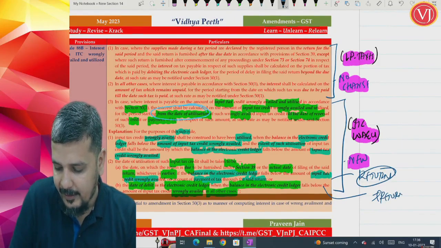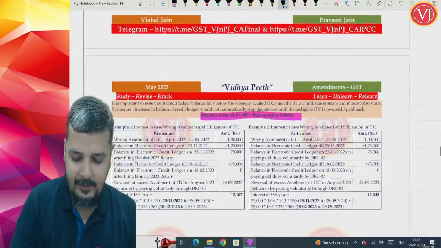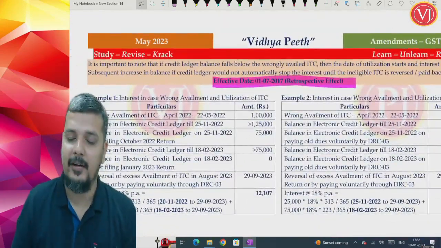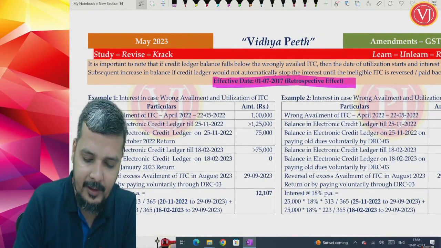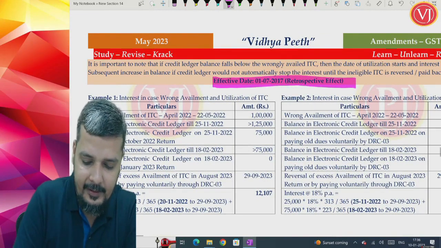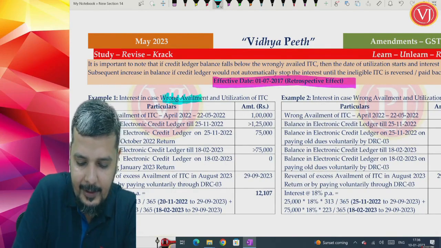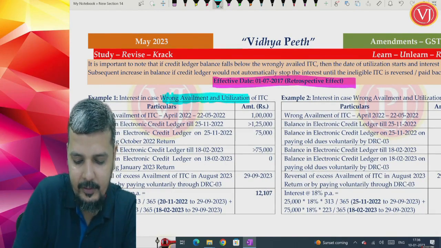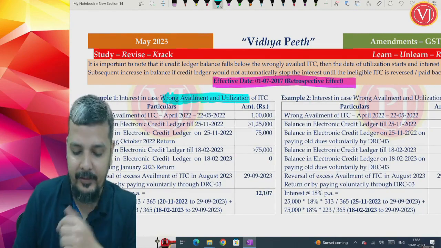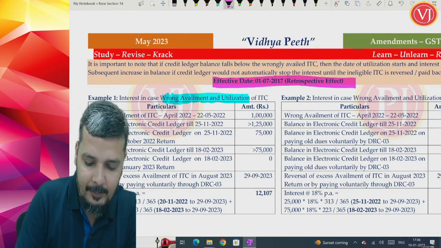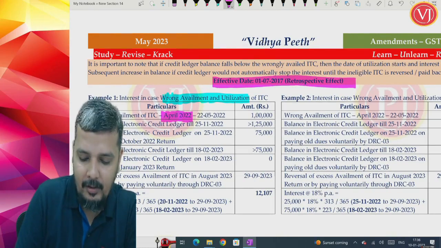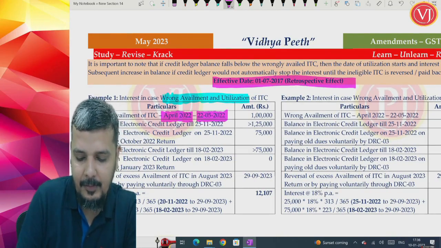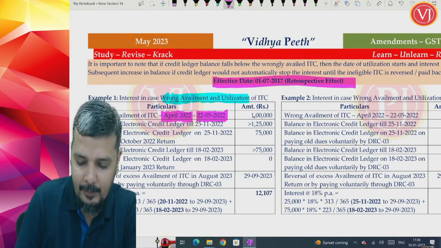Now to understand this more clearly, because this theoretical portion is quite tricky, let us take an example and understand what they are telling in the provision and in the explanation. We are talking about ITC wrongly availed and utilization. Wrong availment will not cause a problem, utilization will cause a problem. Wrong availment of ITC is in April 2022, the return of which is filed on 25th of May 2022. So wrong availment is of 1 lakh.